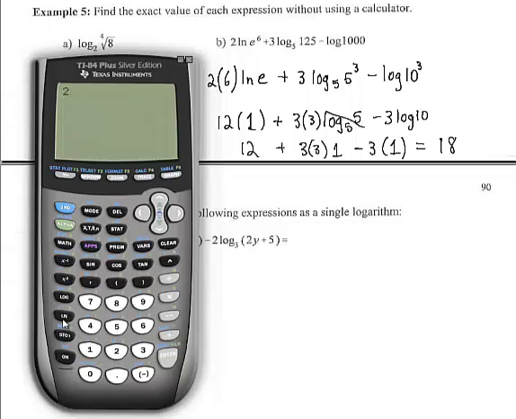So we write 2 ln, we need to write our natural exponential function e to the 6th power, then we have plus 3. I have a different base, so I have to use my log base function, and I type 5 as the base and 125 as the argument.